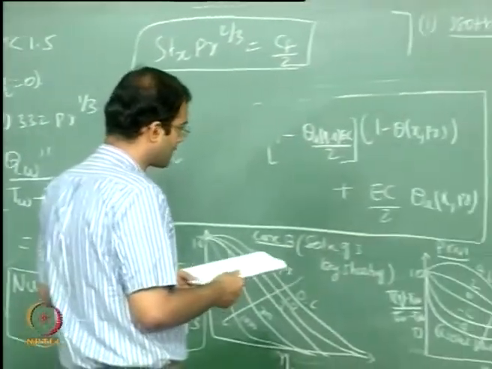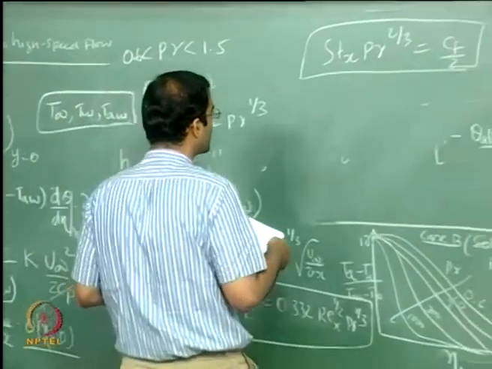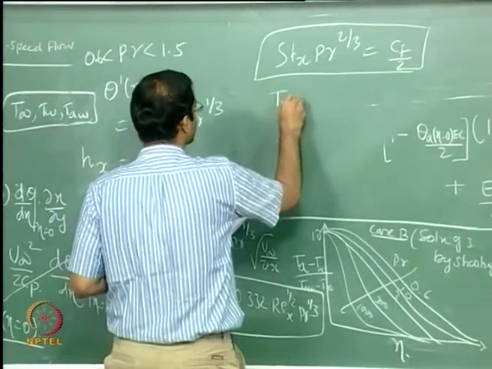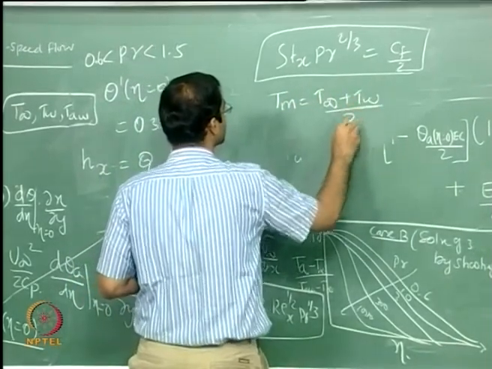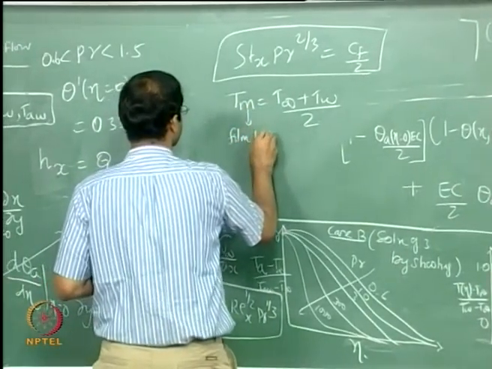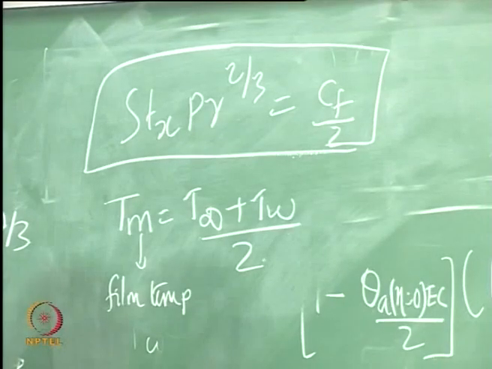Now one thing is for calculation of properties. So far for low speed flows, how did we define the property? How did we calculate the properties? We calculated them at some mean temperature, which we also call as film temperature. Okay, so this is called the film temperature, which is the average between the wall temperature and the free stream temperature.